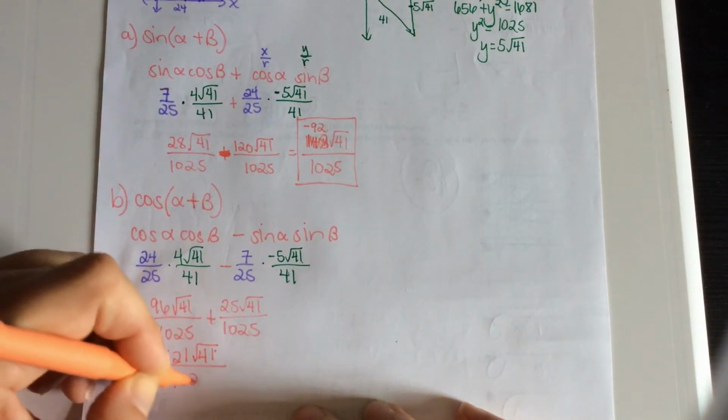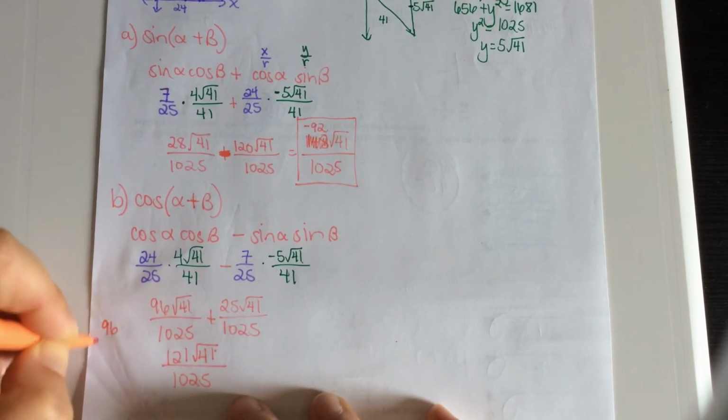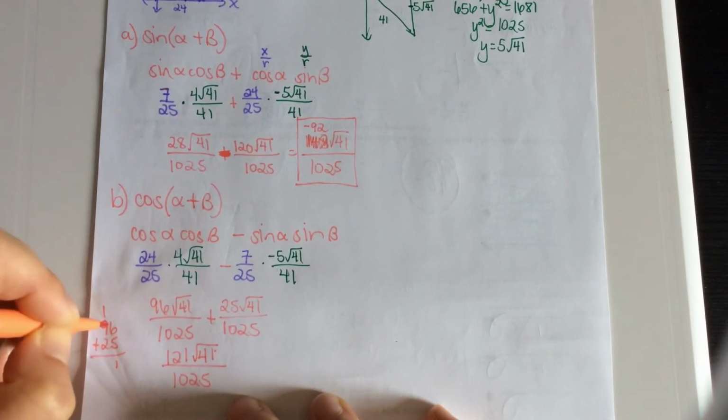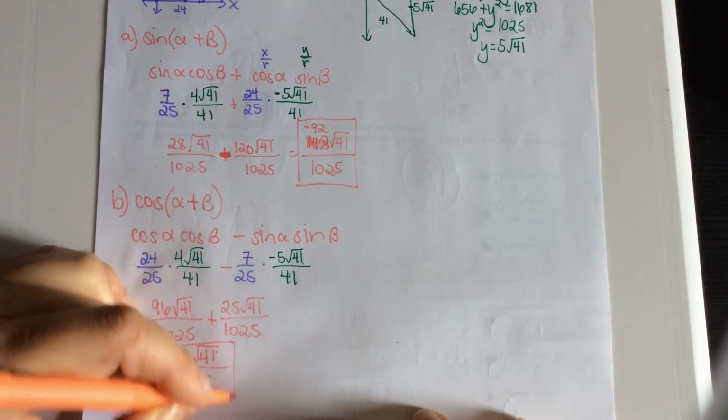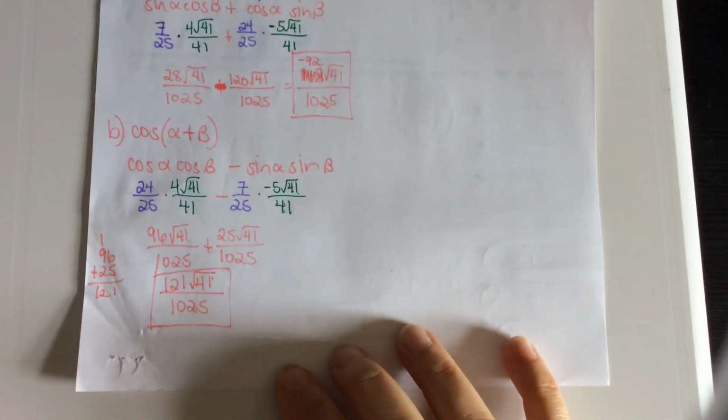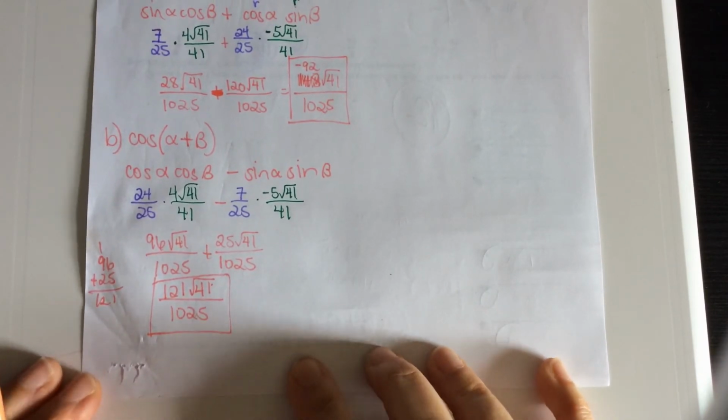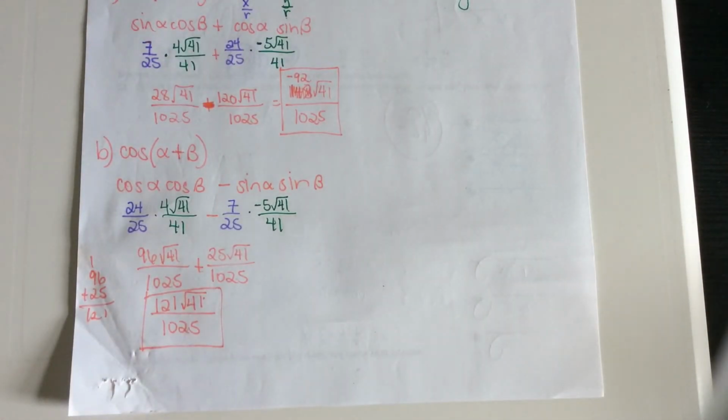I'm not trusting my math right now. I'm actually going to check that. 96 plus 25, that's 121. Okay. So hopefully we're good there. Pause that if you need to take a second. And then we're going to do a tangent.